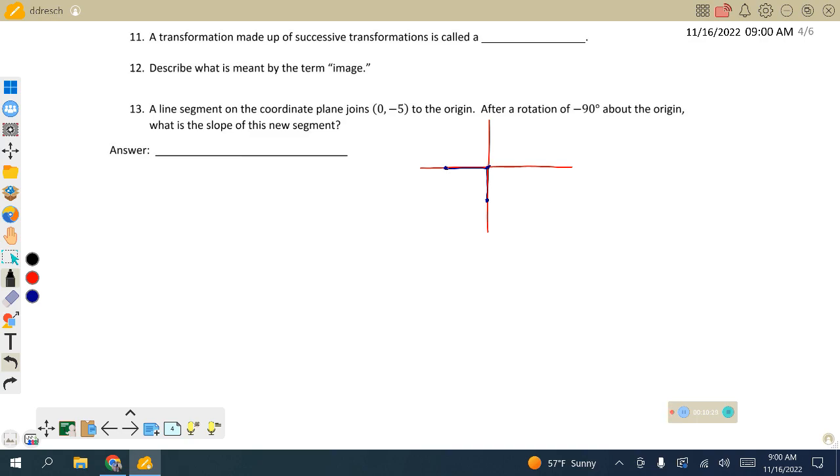So we're at (0, -5) here, and over here we're at what? (-5, 0). And what is the slope of that new segment? Verticals are undefined and horizontals are 0. Yep. Okay. All right, good question there.